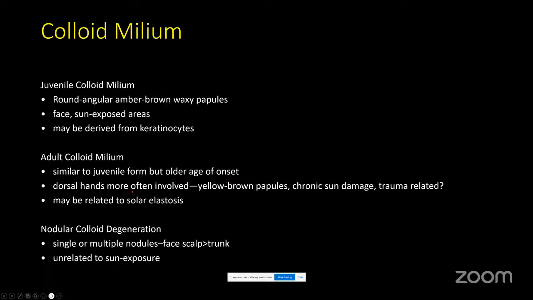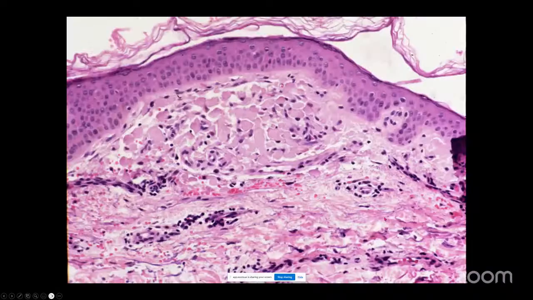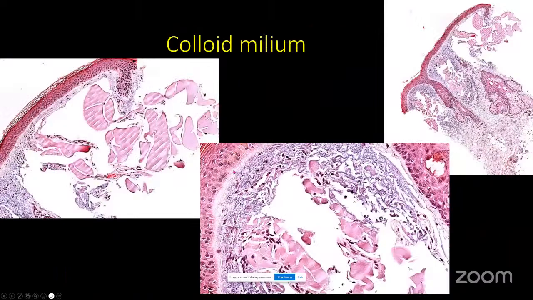To focus on the adult colloid milium, you usually see it in areas of chronic sun damage, on the dorsal hand, sometimes the ears, maybe related to trauma. And similar to amyloid, similar to colloid bodies, you see deposition of the pink material with fissures and cracks in it. Here's another higher power of this, very similar to amyloid, a lot of the fibroblasts here. Here's another example that has these smooth deposits of colloid milium with these fissures.